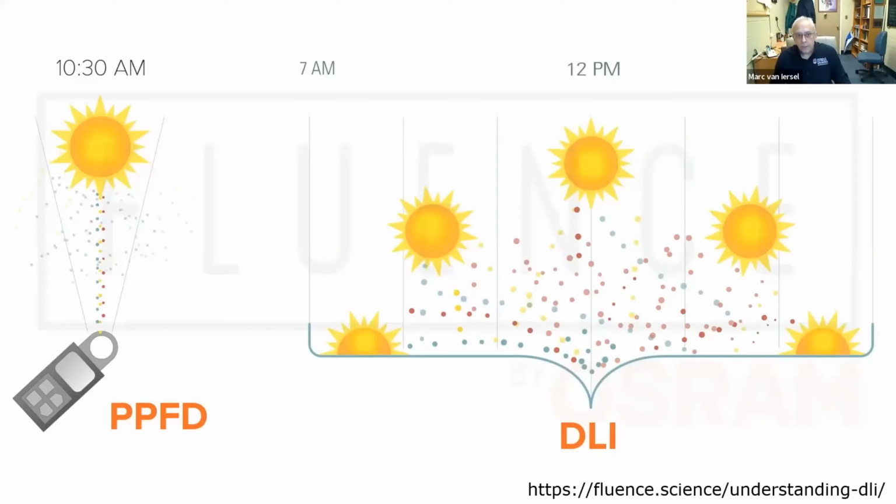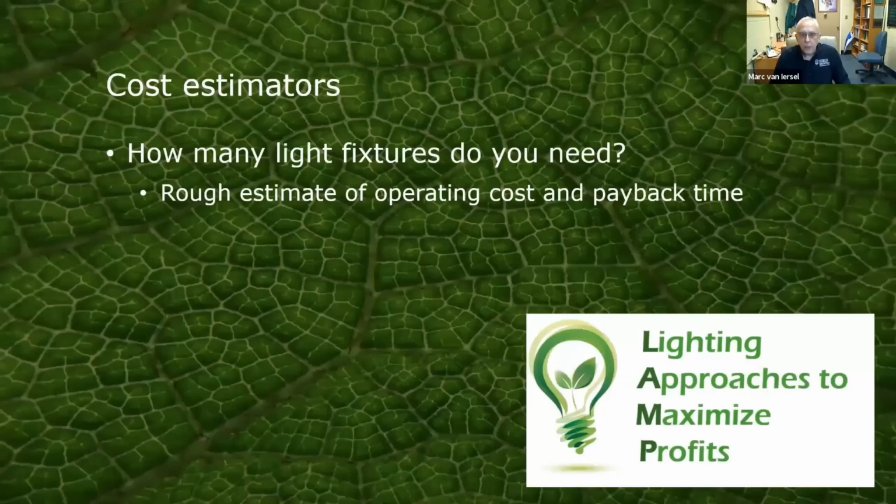And so the real topic that I want to talk about today is various tools that we have developed to help you estimate the cost of different lighting systems. We have one calculator that is an Excel spreadsheet that can help you estimate how many light fixtures you need, how much that is going to cost. You can compare different lighting systems and get a rough estimate of operating costs, but also the payback time.